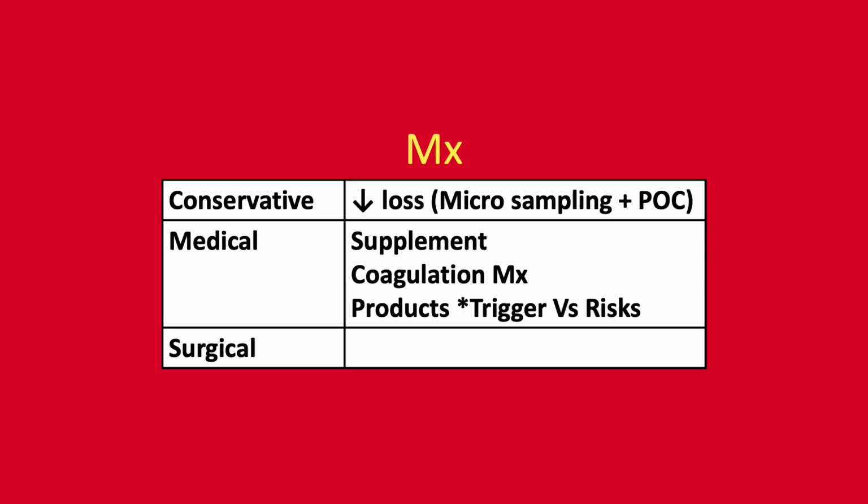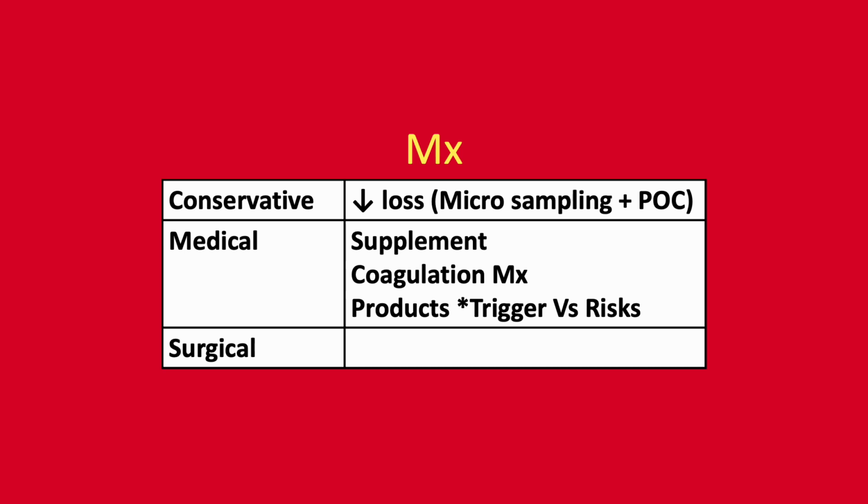Methods to reduce ICU-related blood loss can be conservative, medical, or surgical. Conservative measures include reducing blood loss by reduced sampling frequency, the use of microsamples, and point-of-care testing, in addition to individualized targets for hemoglobin.